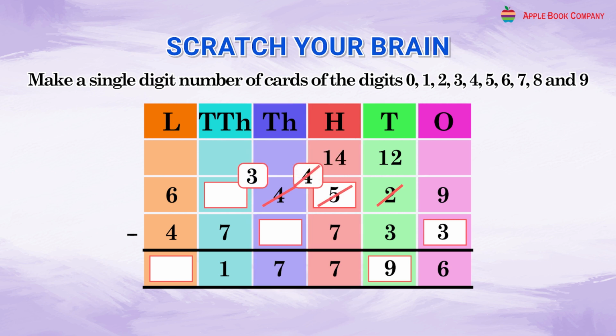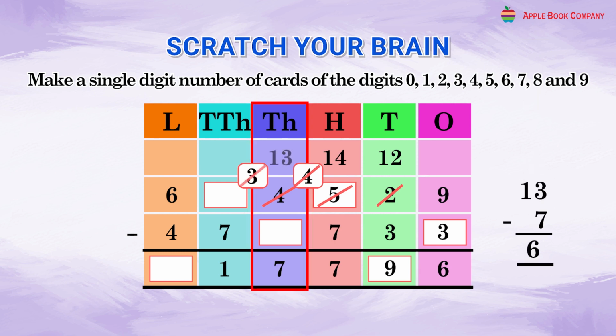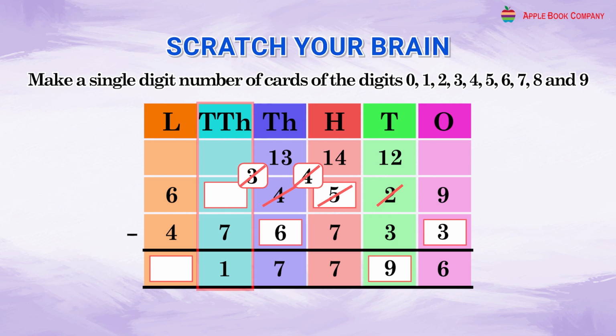Ideally on thousands, now we have 3. So 13 minus 7, you get 6. So the box is 6. Again in 10,000s, you should be subtracting with a number so that the value is 1. 7 plus 1 is 8. Considering you have already given one number to thousands, it is 9. And 6 minus 4 is 2. Check your answer after you solve the problem.